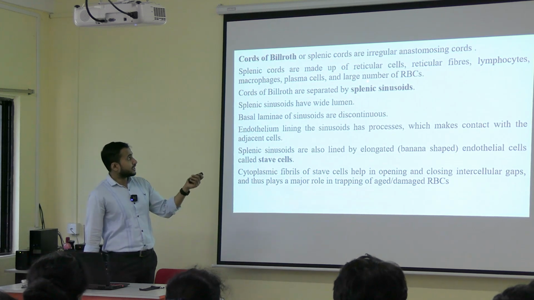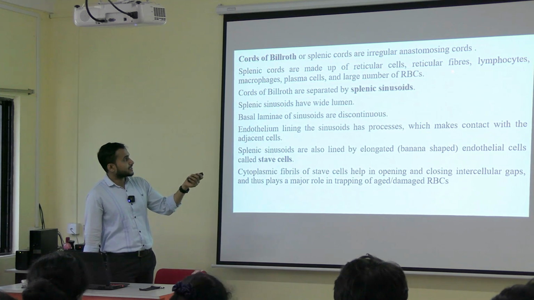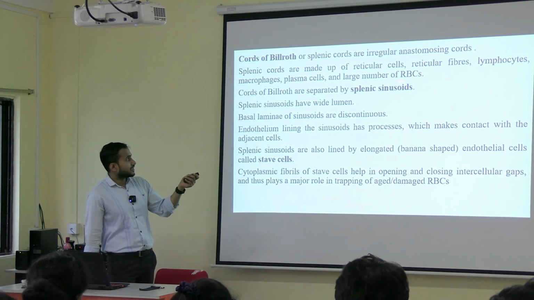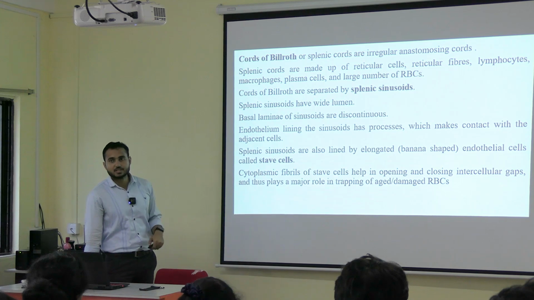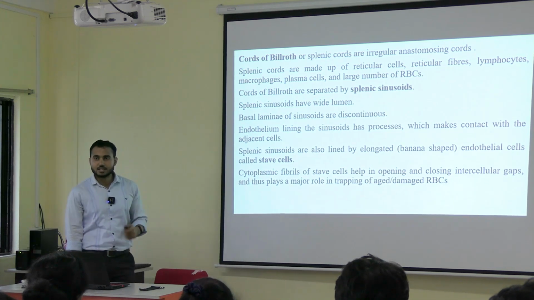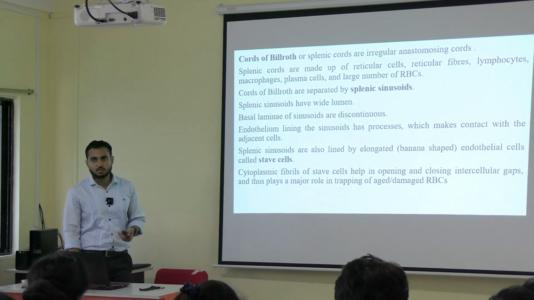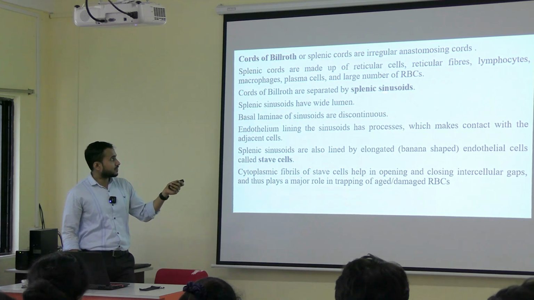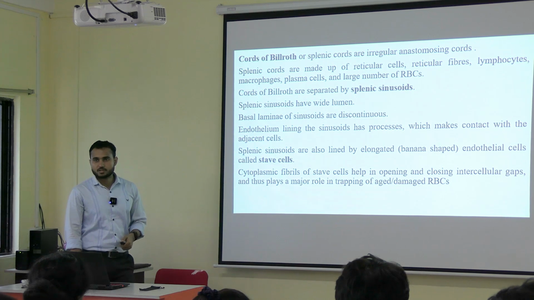Now here you can see different types of cells are there: reticular cells, reticular fibers, lymphocytes, plasma cells, macrophages, and some amount of RBCs. These are present in the splenic cords of Billroth. Now, cords of Billroth are separated by spaces, and these are called as splenic sinusoids.